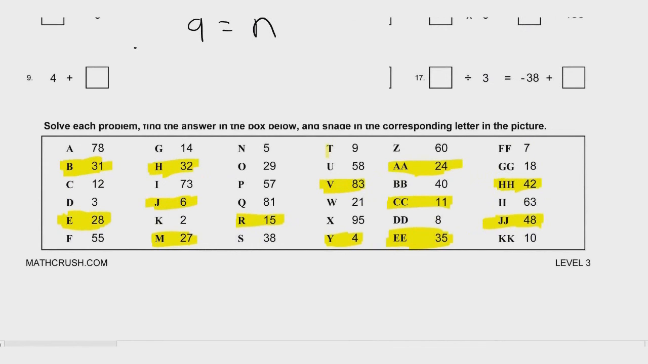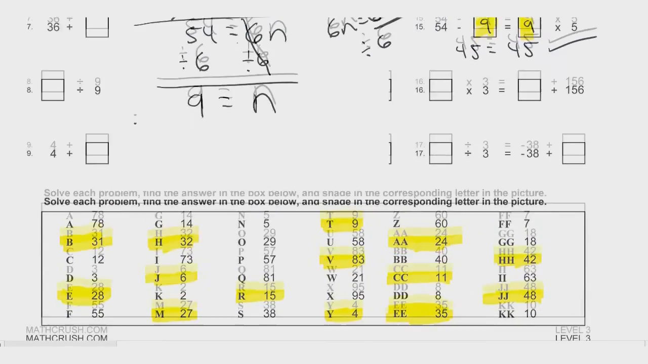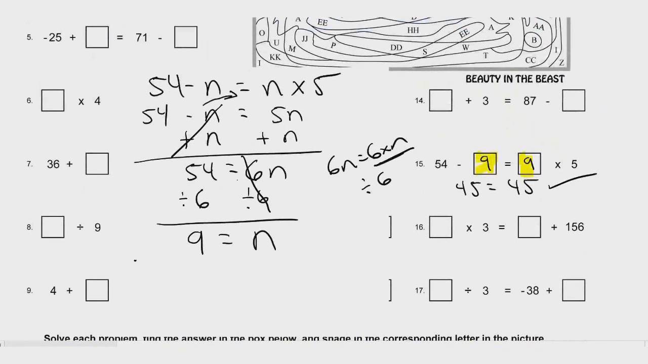9 is T. You think I'm going to do an E.T. joke? Nope, I'm going to do a Mr. T joke. Mr. T. Pity the fool. So you're going to find the T up above, and you're going to shade in all the T's. Let me clean this up.